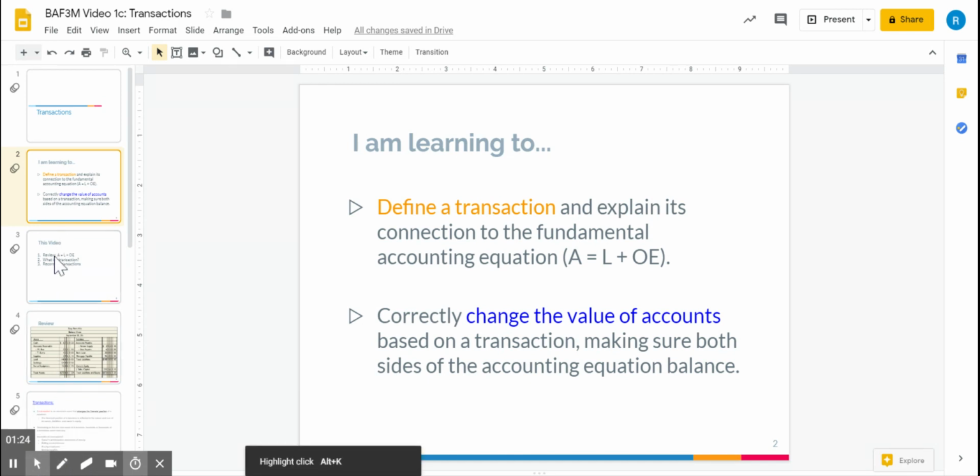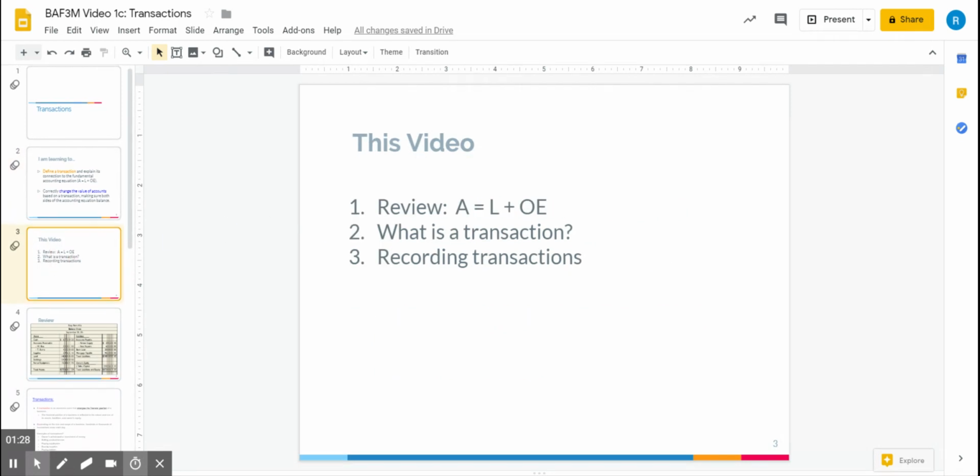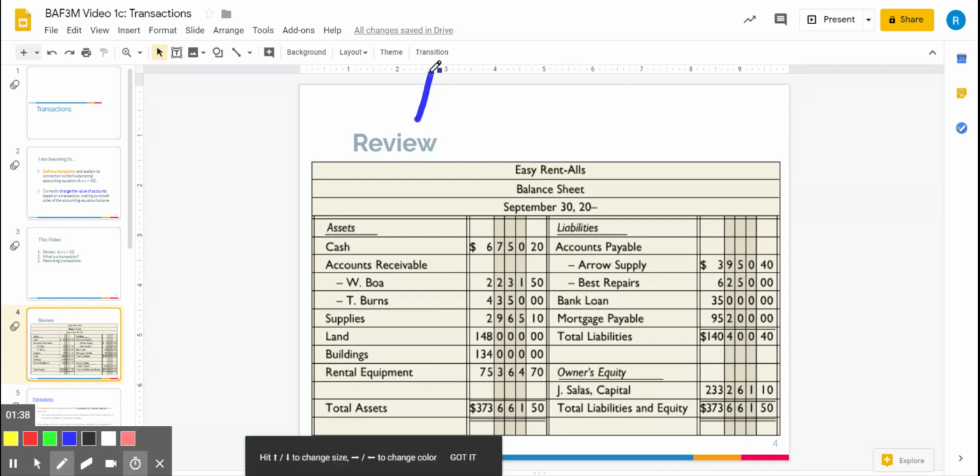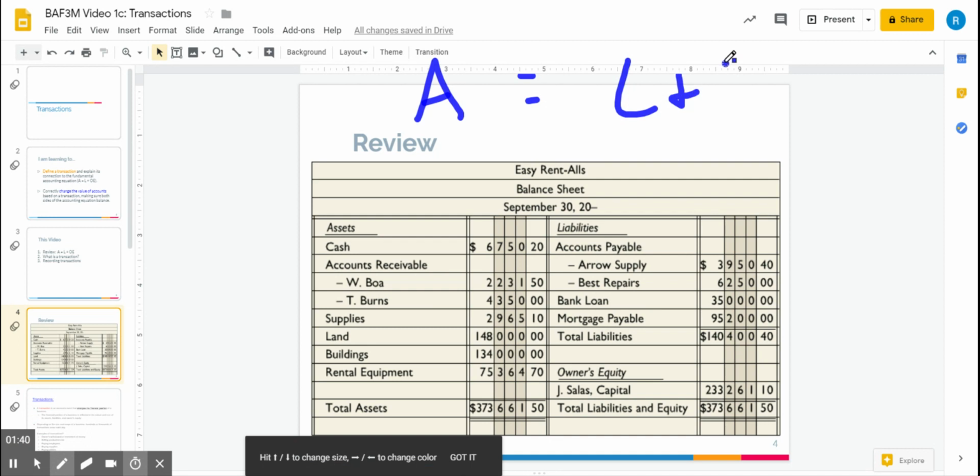And I'll show you a bunch of transactions at the end of this video, and hopefully after you see that, that'll make sense. So in this video, I'll tell you what a transaction is. You'll get some practice recording them, or at least seeing me do it, and I'll start by telling you a little bit more about this equation. I don't really need to, though. It's just a way to review that assets equals liabilities plus owner's equity.